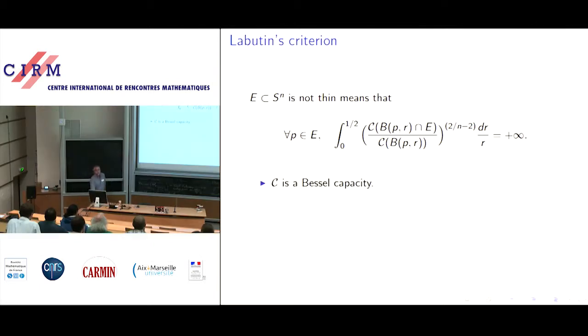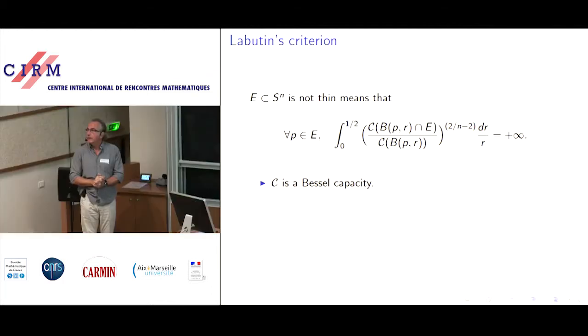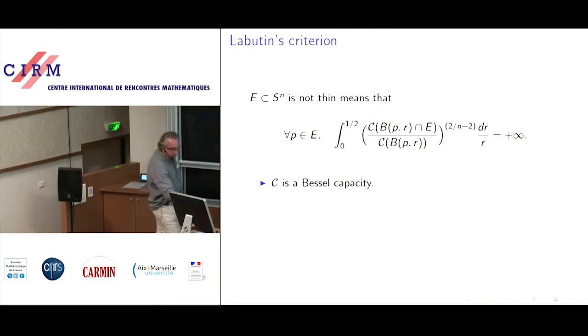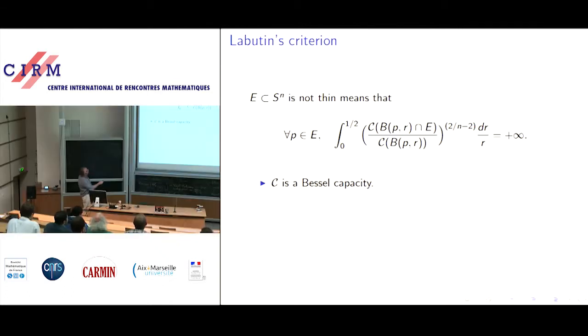So don't ask me exactly what kind of capacity it is, because it's not the standard electrostatic capacity. It's some capacity related to some other Sobolev space, where the exponent (n-2)/2 appears. But it really behaves like any kind of capacity. And in particular, let me look a little bit more at this.